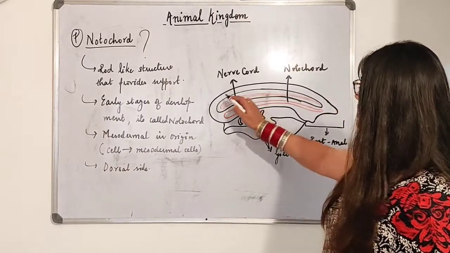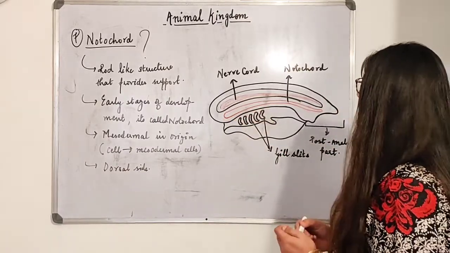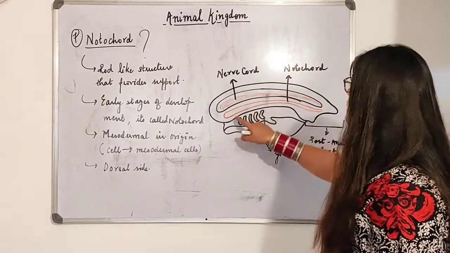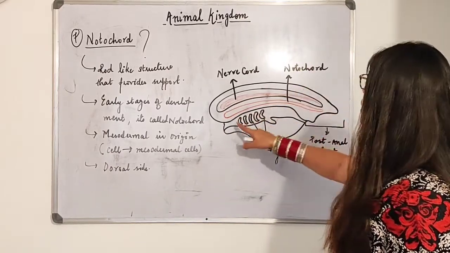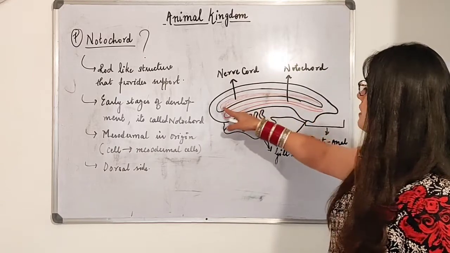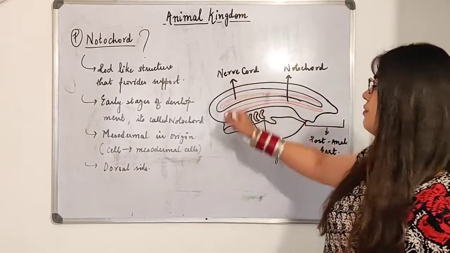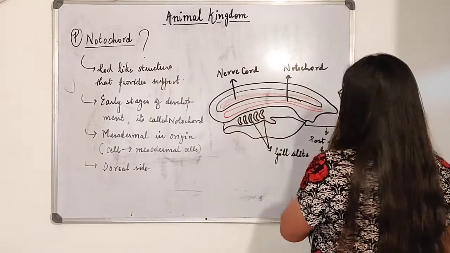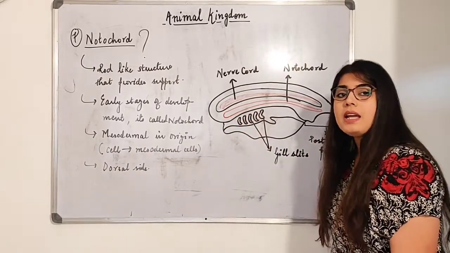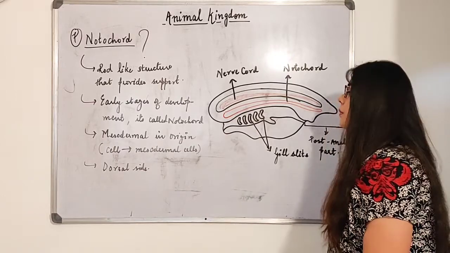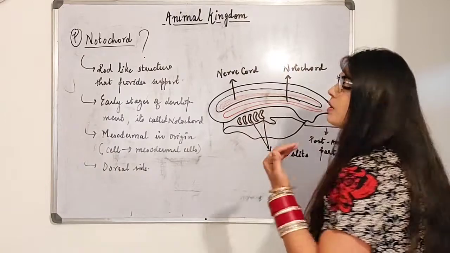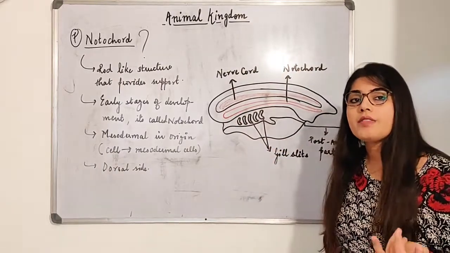For example, in this diagram you can easily see this red portion, which is known as the nerve cord, and below this is the notochord. This one is the highlighted portion, the nerve cord, and this one is the notochord. These are the gill slits, and this is the post-anal part, that means the back side beyond the anal part. These are the structures which you will be studying in detail when you study the phylum Chordata.